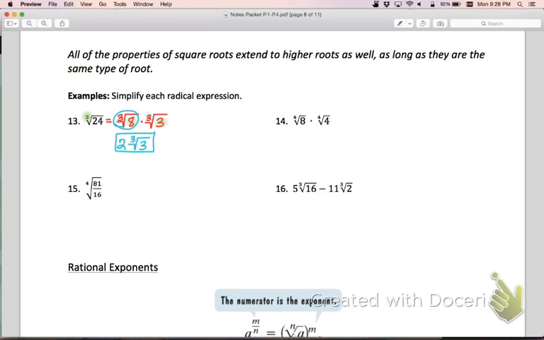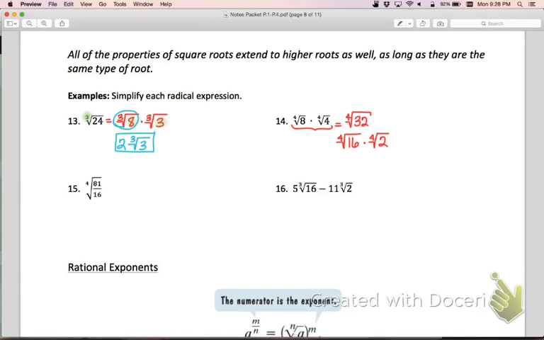On number 14, just like how we did yesterday, if I have 2 separate radicals, sometimes it benefits us to put those together. So if I multiply, since they're both fourth roots, we can do that. 8 times 4 is 32. So now I'm looking for something to the 4th power that goes into 32. And it's going to be 16. So I'm going to write this as the 4th root of 16 times the 4th root of 2.